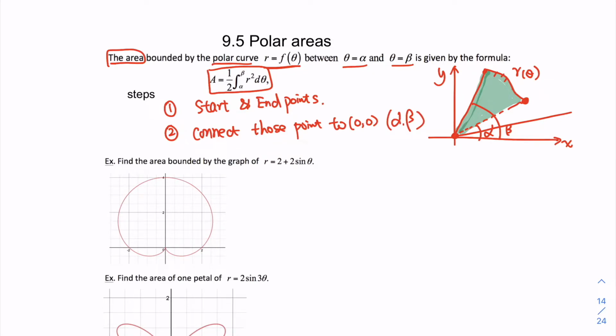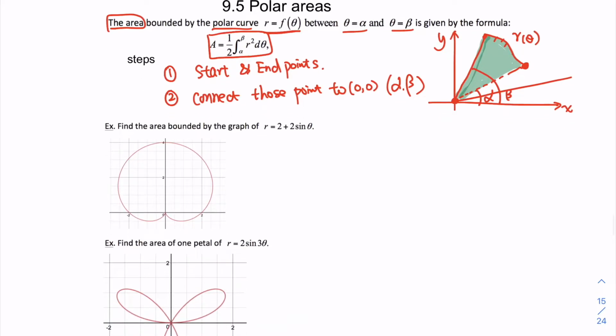Let's have a look at example 1. Given this function, you can plot this using your graphing calculator. After you plot it, it will look like this. And then you can press trace. It will give you theta equals 0, x equals 2, y equals 0. And then you hold the right arrow, you can see it going in this direction. So theta equals 0, start from here.